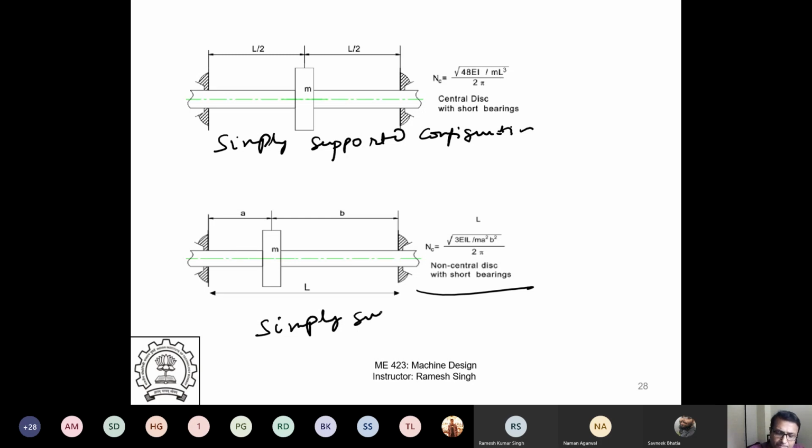Again, simply supported, right? So this is 48 EI over L cubed, right? And then this is with some off-central short bearings. The short bearings, you can assume it to be simply supported. Long bearings, you can assume it to be fixed condition.